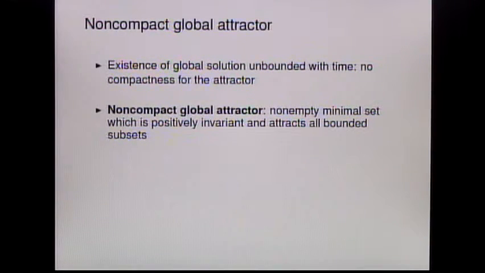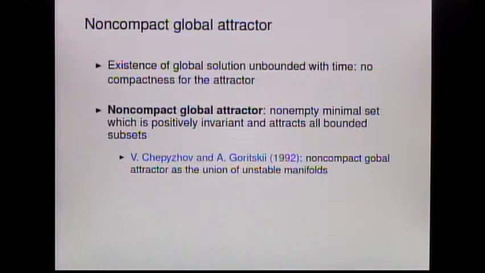This object has been considered in a paper by Chepyzhov and Goritsky in 1992. In this paper, they consider a much more general evolution equation, and they suppose their nonlinearity is not a dissipative nonlinearity. In this case, they prove that the non-compact global attractor associated with the equation will still be given as the union of all the unstable manifolds of the equilibrium points.